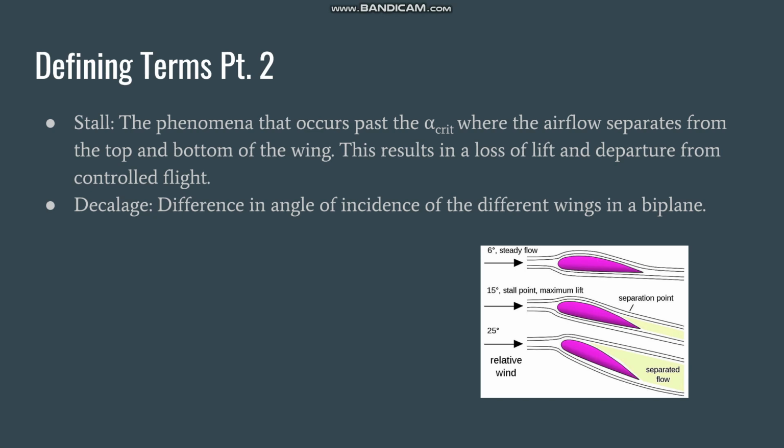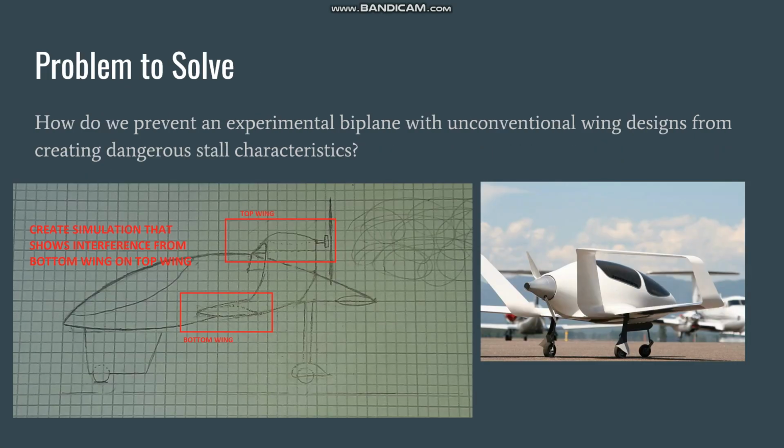Decollage is the difference in angle of incidence of the different wings in a biplane. So if you have two separate wings, you can have different angles of incidence, right? Theoretically. And in fact, most biplanes actually do show a little bit of decollage in the design.